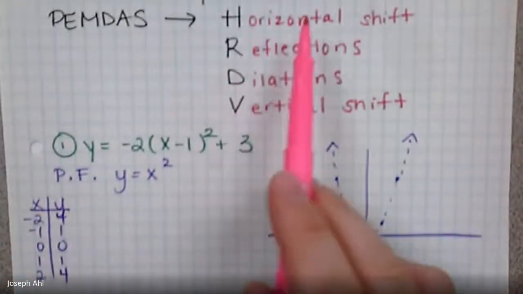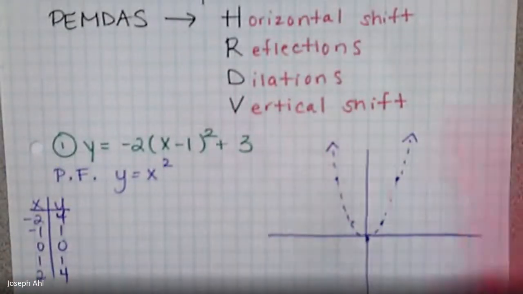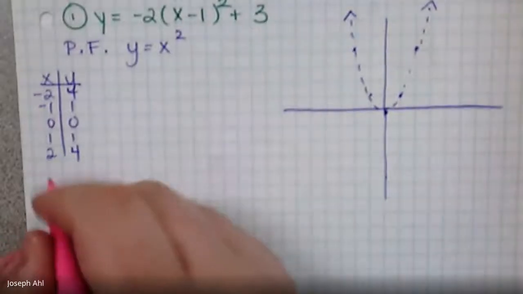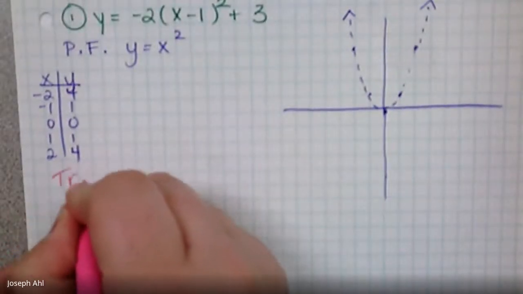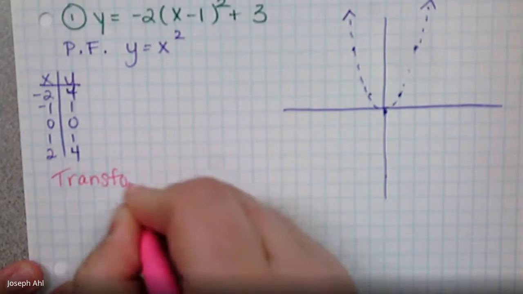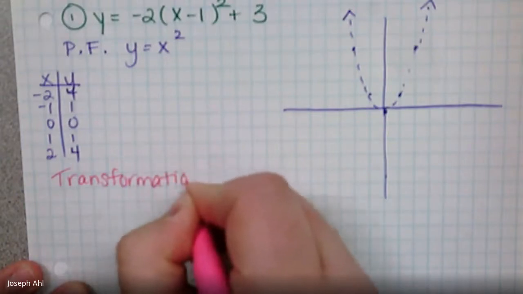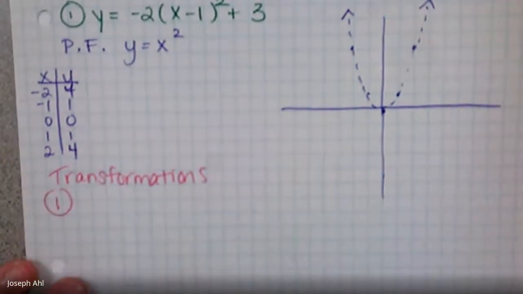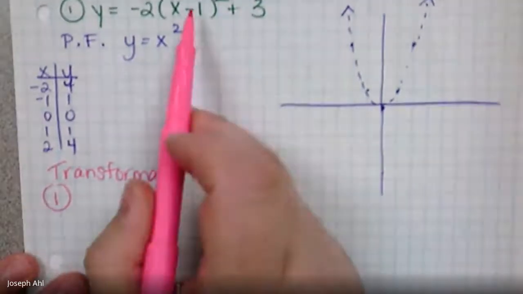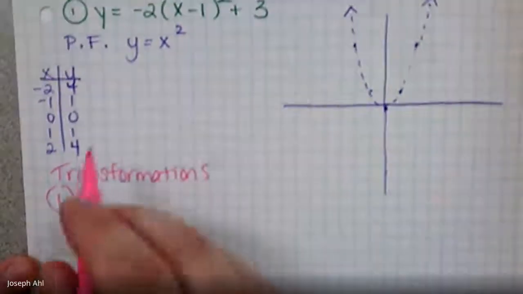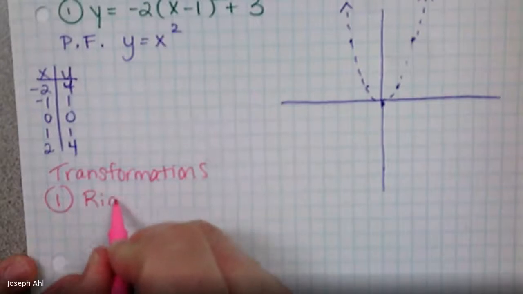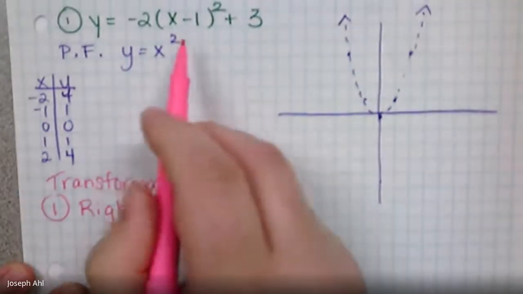Remember, this is the order we're going to go in. Horizontal, reflect, dilate, vertical shift. So let's talk about our transformations. And we'll make a quick list here. Okay, so number one, do we have a horizontal shift? And the answer is, yeah, we have to go to the right one. So we're going to move this whole thing to the right one, according to the x minus 1 on the inside there.